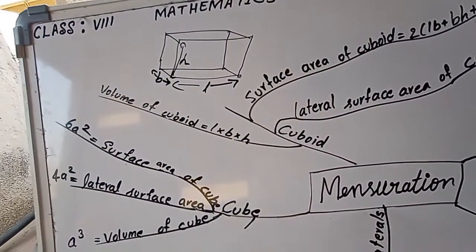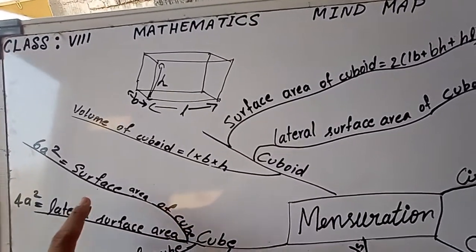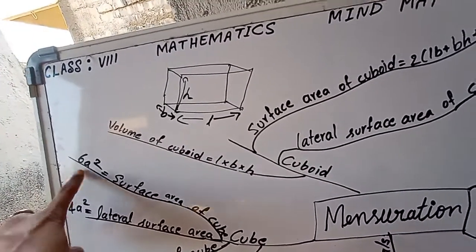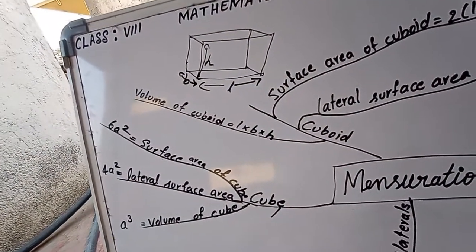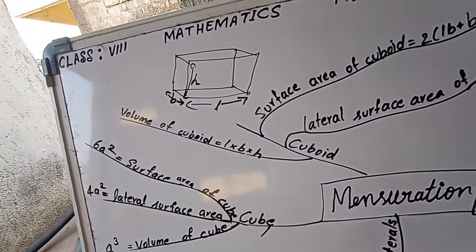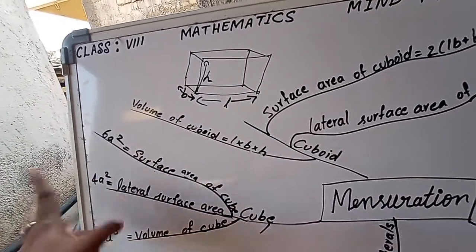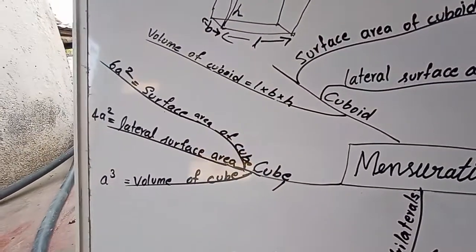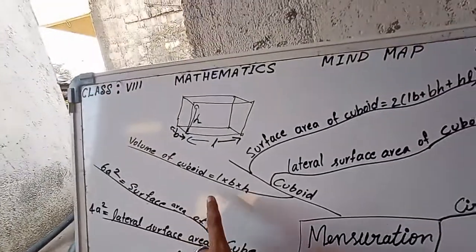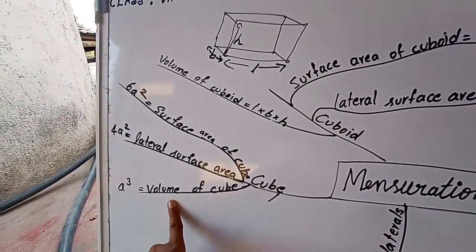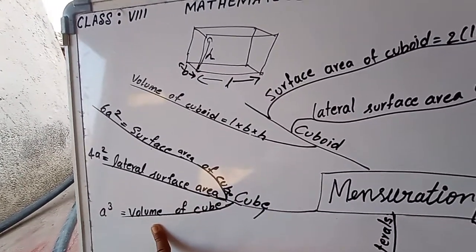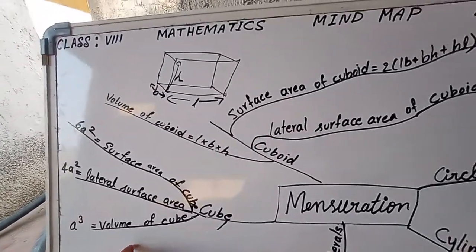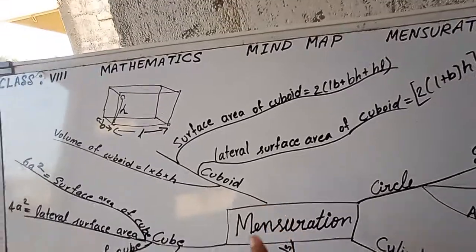If we go for the cube shape, the surface area of a cube is equal to 6a square. It means side into side, there are 6 faces, so 6a square. Lateral surface means we have to leave the top and bottom. If we subtract 2, we get 4a square. Then the volume of a cube is length into breadth into height. In a cube all the sides are the same, so it is a into a into a. So we have covered the cuboid and cube.